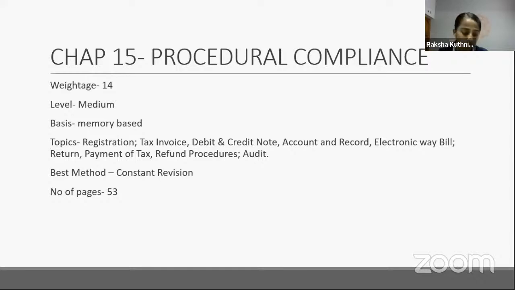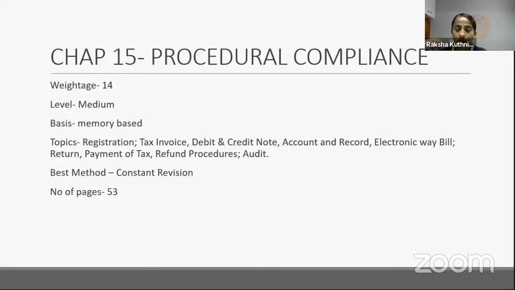It all talks about provisions of registration, how you register, what is the procedure, what are the rules, and what are the contents of a tax invoice, debit note, credit note, how accounts should be maintained, how electronic credit ledger, cash ledger, how payment of taxes should be done, refunds will be done. So all these things will come under this chapter.